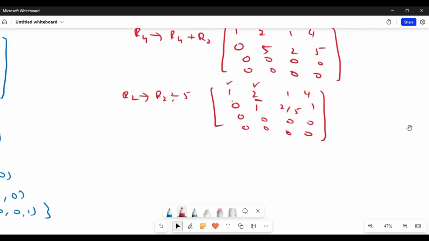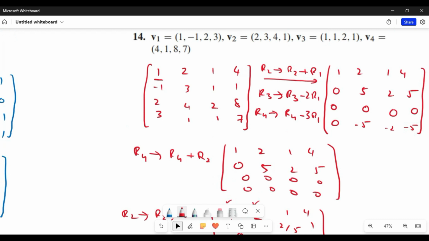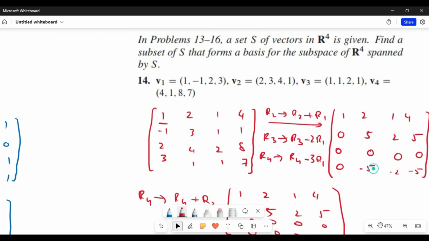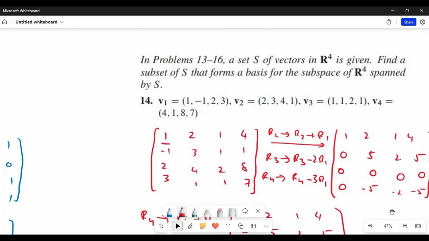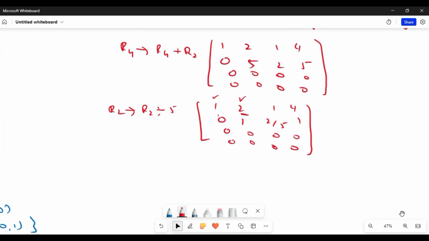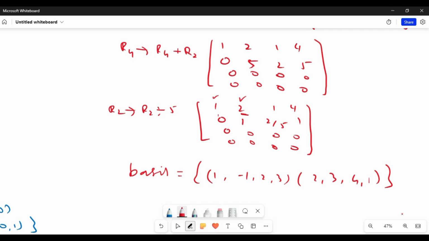Okay. Now from the original matrix, we know that V1 and V2 form a basis for the subspace of R power 4. So the basis is the first vector 1 minus 1 2 3, and 2 3 4 1. These 2 vectors span a subspace of R power 4 for this problem.